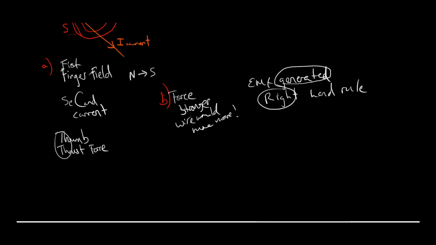Part B has several parts, so that was part B, part 1. Part B, part 2 says what happens if a weaker magnet is used. Well, if a weaker magnet is used, there is less force, and so therefore it moves less.